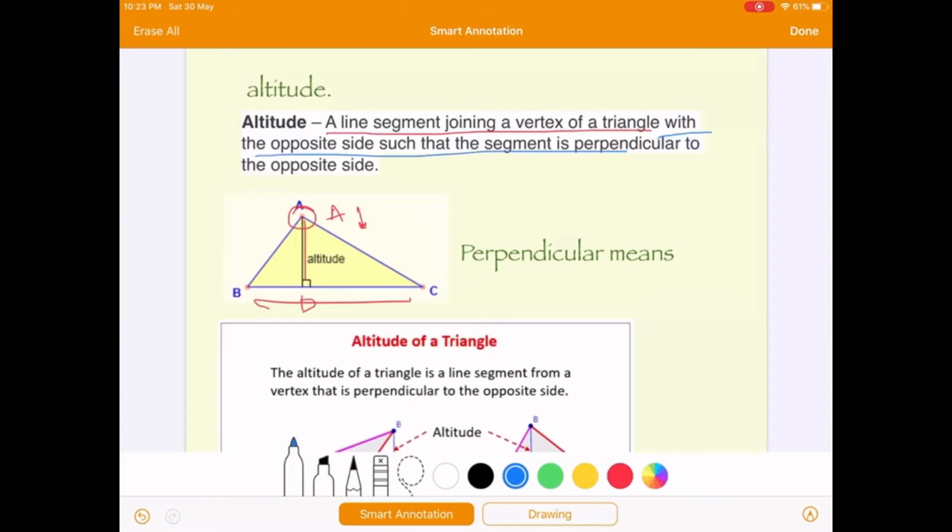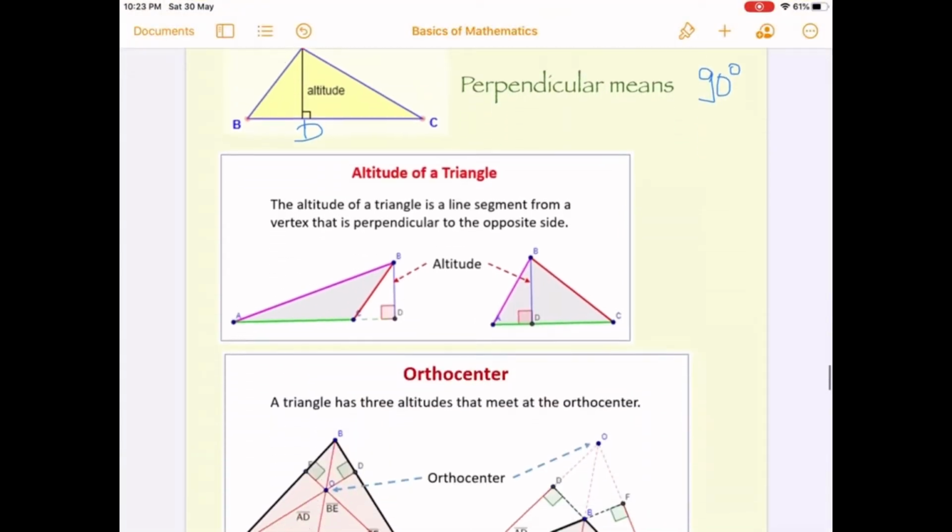Such that the segment is perpendicular to the opposite side. This segment is perpendicular. Now what is perpendicular? 90 degree, right? It makes an angle of 90 degree with the opposite side. I hope this is clear, and it will be more clear with the next thing. This is D. Perpendicular means 90 degree, and this is what is altitude. Let us see another image.